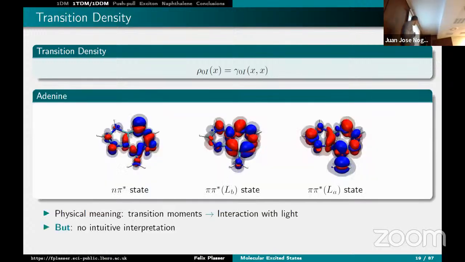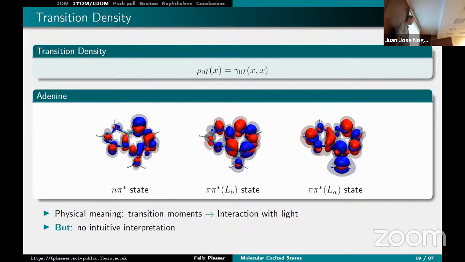And here, the physical meaning of the transition density is that the dipole moment of the transition density is the transition dipole moment, and that's how the molecule interacts with light. So if you want the transition dipole moment, you have to find all the blue parts and all the red parts, and then draw an arrow from the center of the blue parts to the center of the red parts. So that's the physical meaning, but it's usually not easy to understand what this means. I don't think transition densities are very good to represent excited states unless you have a very specific reason to do so, because of all these different blobs that don't really tell you much.